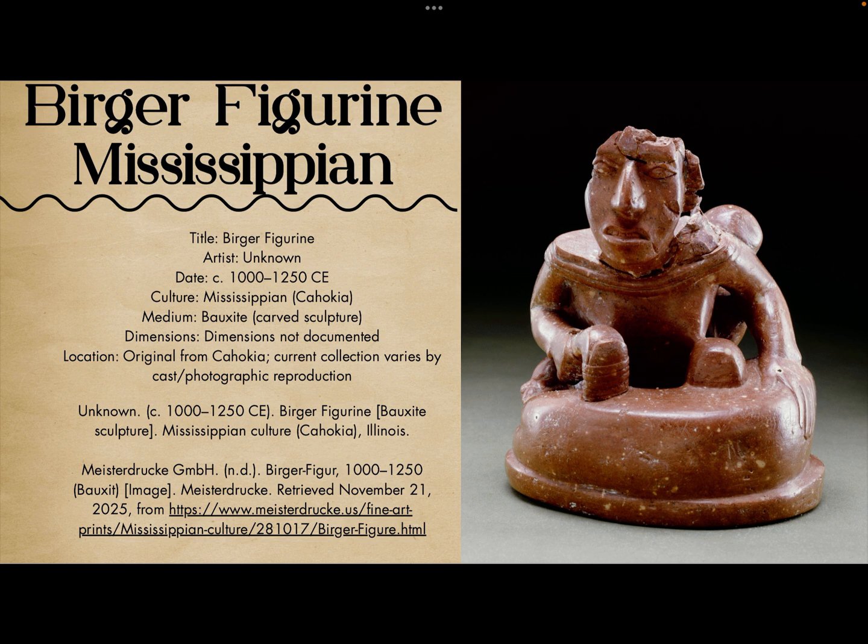Next up, we have the Birger figurine, which is also from Cahokia, and it depicts a woman associated with agriculture and earth renewal. She sits on a serpent or feline-like creature connected to the underworld. This piece highlights the Moundbuilders' connection between mythology, fertility, and leadership, showing how elite art reinforced religious and political ideas.